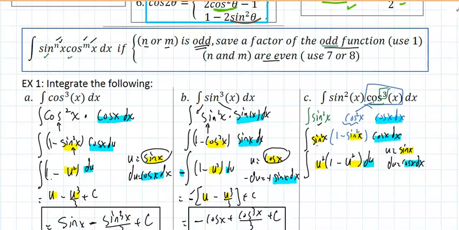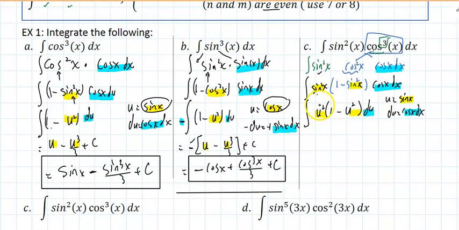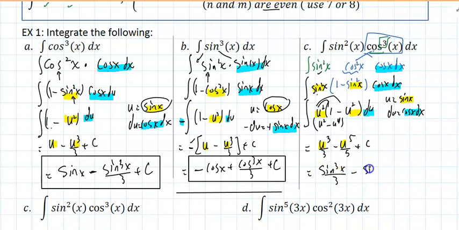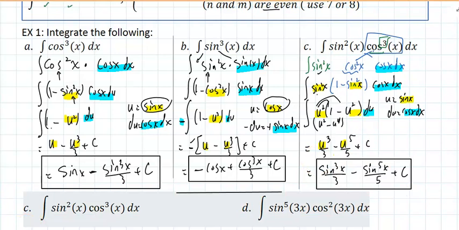Now, if I really look at this, wouldn't this be u squared minus u to the 4th? Wouldn't that be u cubed over 3 minus u to the 5th power over 5 plus c? And if I substitute what u equals, wouldn't that be the sine cubed of x over 3 minus the sine to the 5th of x over 5 plus c? And there it is. Let me arrange the others.